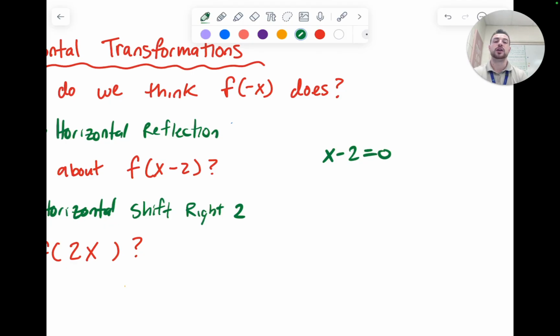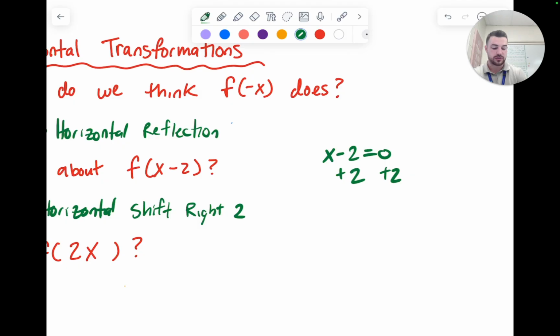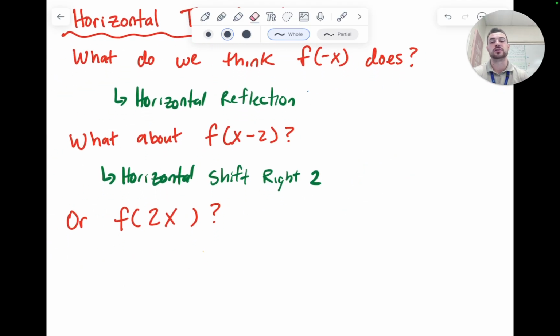And the reason for that is, if you take the inside there and set it equal to 0, in order to undo the minus 2 and get x by itself, just like we typically have just f of x as our function, we are going to have to add the 2 over. So therefore, x equals a positive 2 is going to be our transformation. I know it's a little bit confusing, but it's just something we have to remember: our horizontal transformations, other than a reflection, are going to be opposites of what we might think.